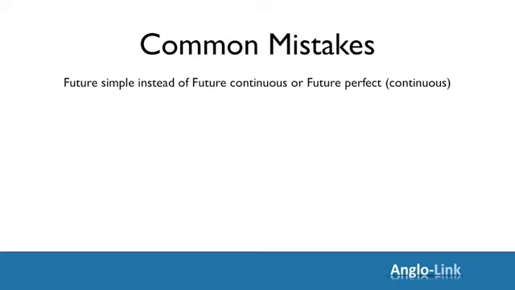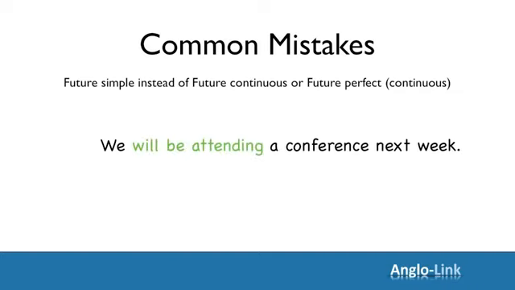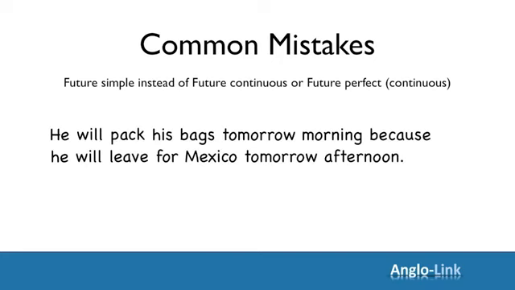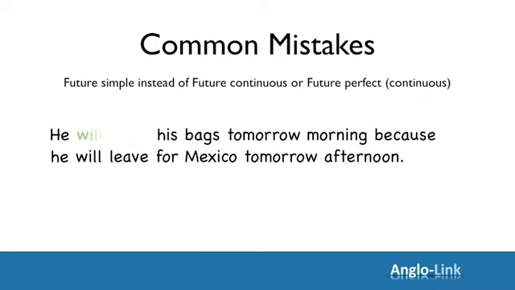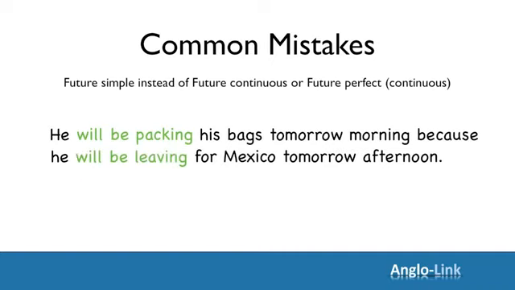Let's look at the next example. We will attend a conference next week. A future arrangement. Again, not future simple, will attend, but future continuous, will be attending. Let's look at another example. He will pack his bags tomorrow morning because he will leave for Mexico tomorrow afternoon. The first verb is a future plan, so not future simple, but future continuous. He will be packing. And the second verb, will leave, is a future arrangement. So once again, not simple, but continuous. Will be leaving.